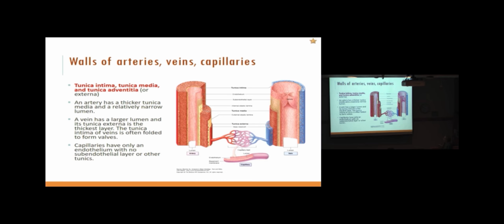The media, so the intima is usually the smallest layer. The media, in an artery, the media is always the biggest layer, and it's typically much larger and more substantial than you see in a vein. And finally, the outer layer, the adventitia, it's actually much larger in a vein than it is in an artery. And so, of course, capillaries only have endothelium with no other subendothelial layers or tunics. Veins also have valves that arteries do not, to prevent backflow of blood.